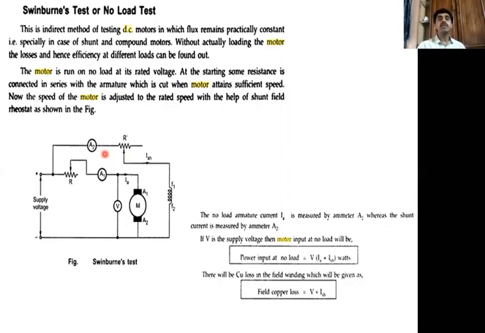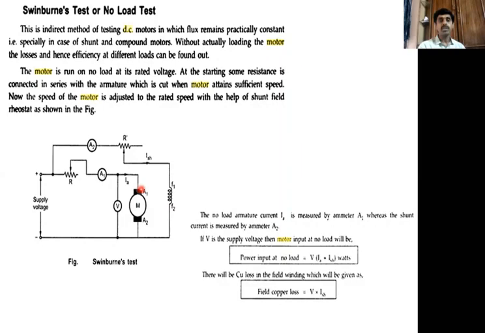So in this, we'll conduct a no load test. That means without actually loading the motor, the losses and efficiency at different loads can be found out. We'll conduct only one no load test, and losses and efficiency can be calculated at any load. So the motor is run at no load at its rated voltage.